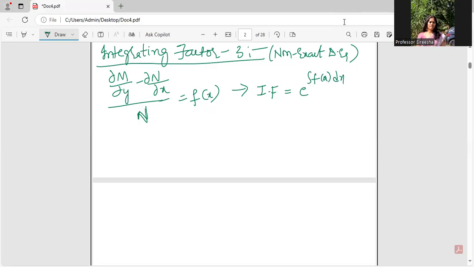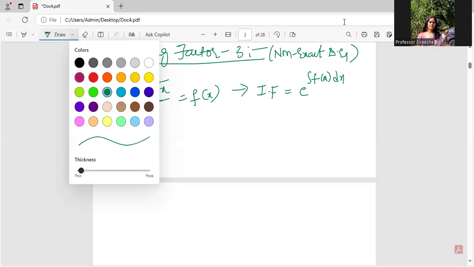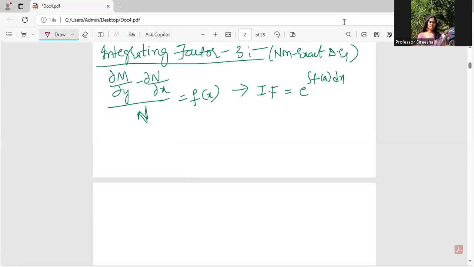Similarly, the other way as well. There's a fourth criterion for writing the integrating factor. Let's see one problem and then proceed with the fourth integrating factor. The example is (x minus y) dx minus dy equals 0.